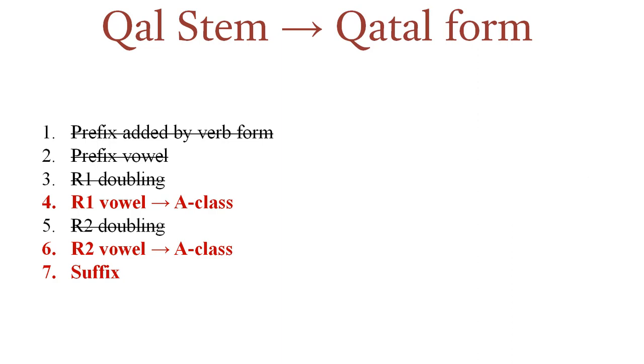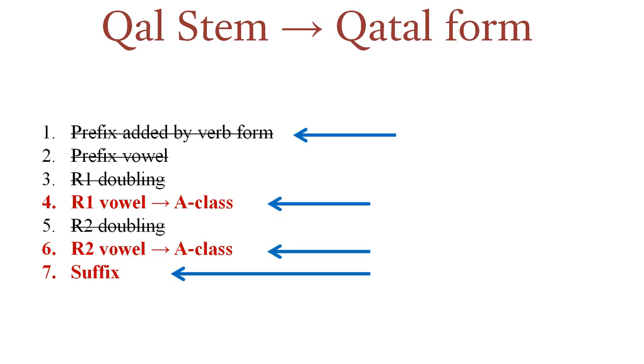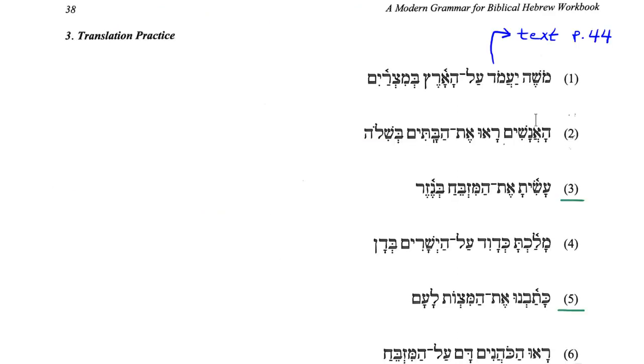So let's summarize here. For the Qal stem and the Qatal form, we first check to see that there is no prefix. We check for a suffix, and then we check the R1 vowel and the R2 vowel. And if they have not reduced, then they should be A class. Let's begin with the translation practice. This is on page 38 of A Modern Grammar for Biblical Hebrew Workbook, the Chapter 9 workbook exercises.